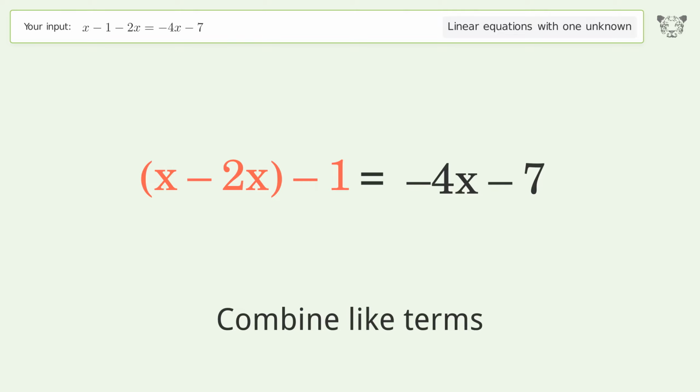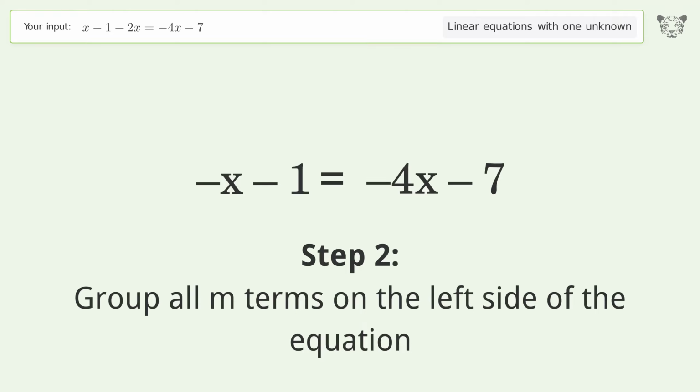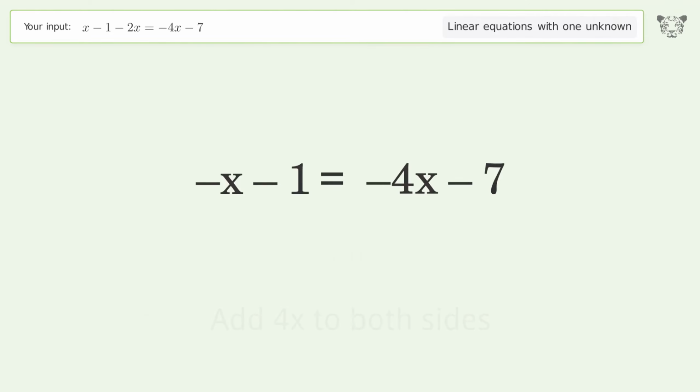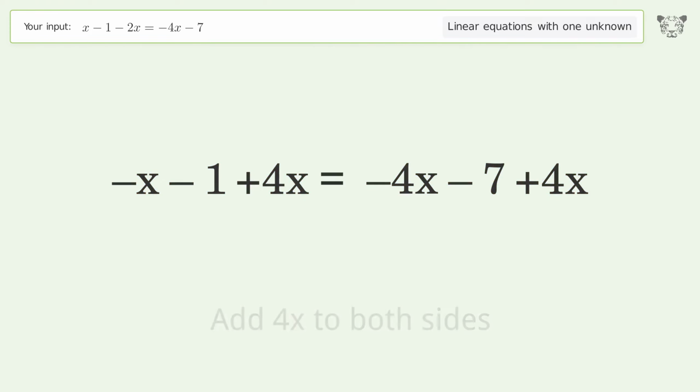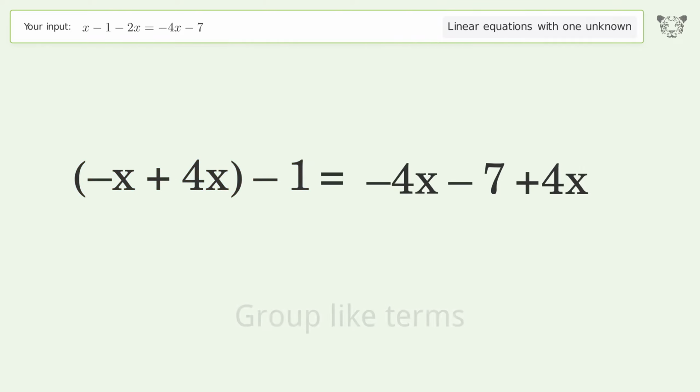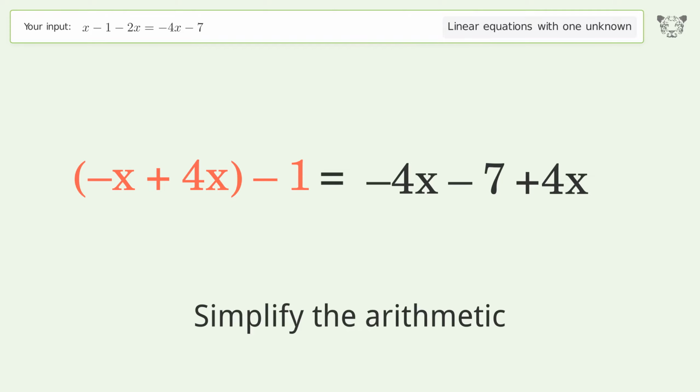Combine like terms. Group all m terms on the left side of the equation. Add 4x to both sides. Group like terms. Simplify the arithmetic.